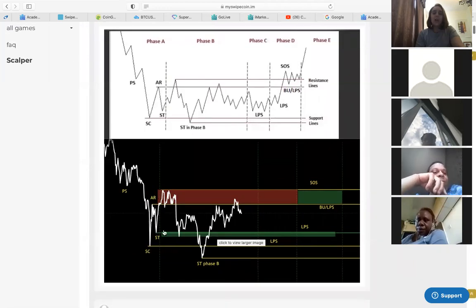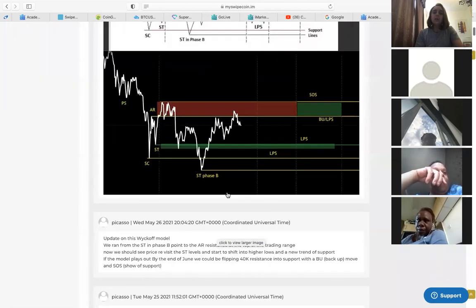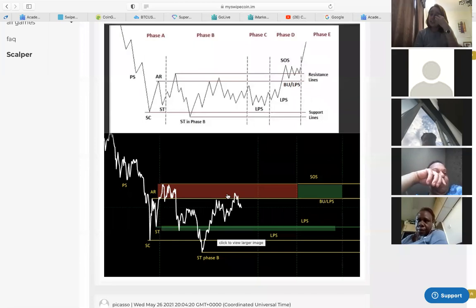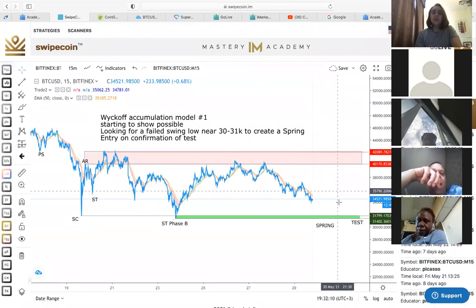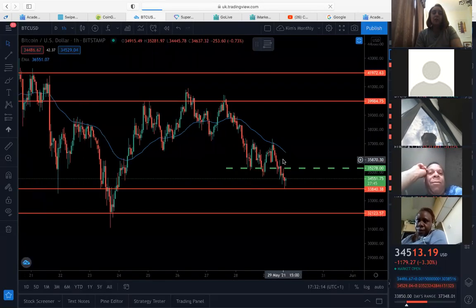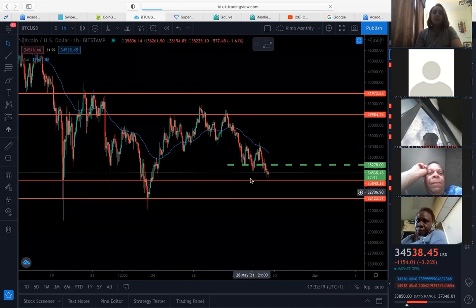actually see where he has marked this out on the chart as well, right? So what you can do is you guys can actually have, well, you don't need to draw it up now because Picasso's drawn it up for you on the swipe coin scalper. But before he did that, what I did is I drew this up on my TradingView. So you can see here, I literally just took the numbers, drew it up onto the TradingView.